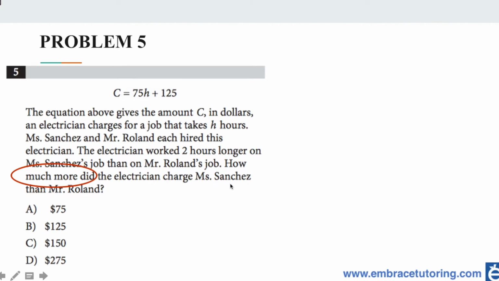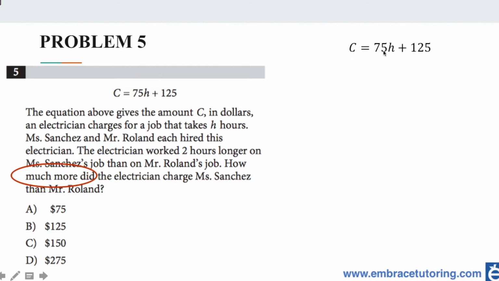Now, what we want to understand is how much more did the electrician charge Mrs. Sanchez, so your value for Mrs. Sanchez should be greater than your value for Mr. Rowland. It also says the electrician worked 2 hours longer on Mrs. Sanchez's job, but it doesn't tell you the exact amount. So what you're really going to need to do is choose numbers. You want to try your best to keep it easy.